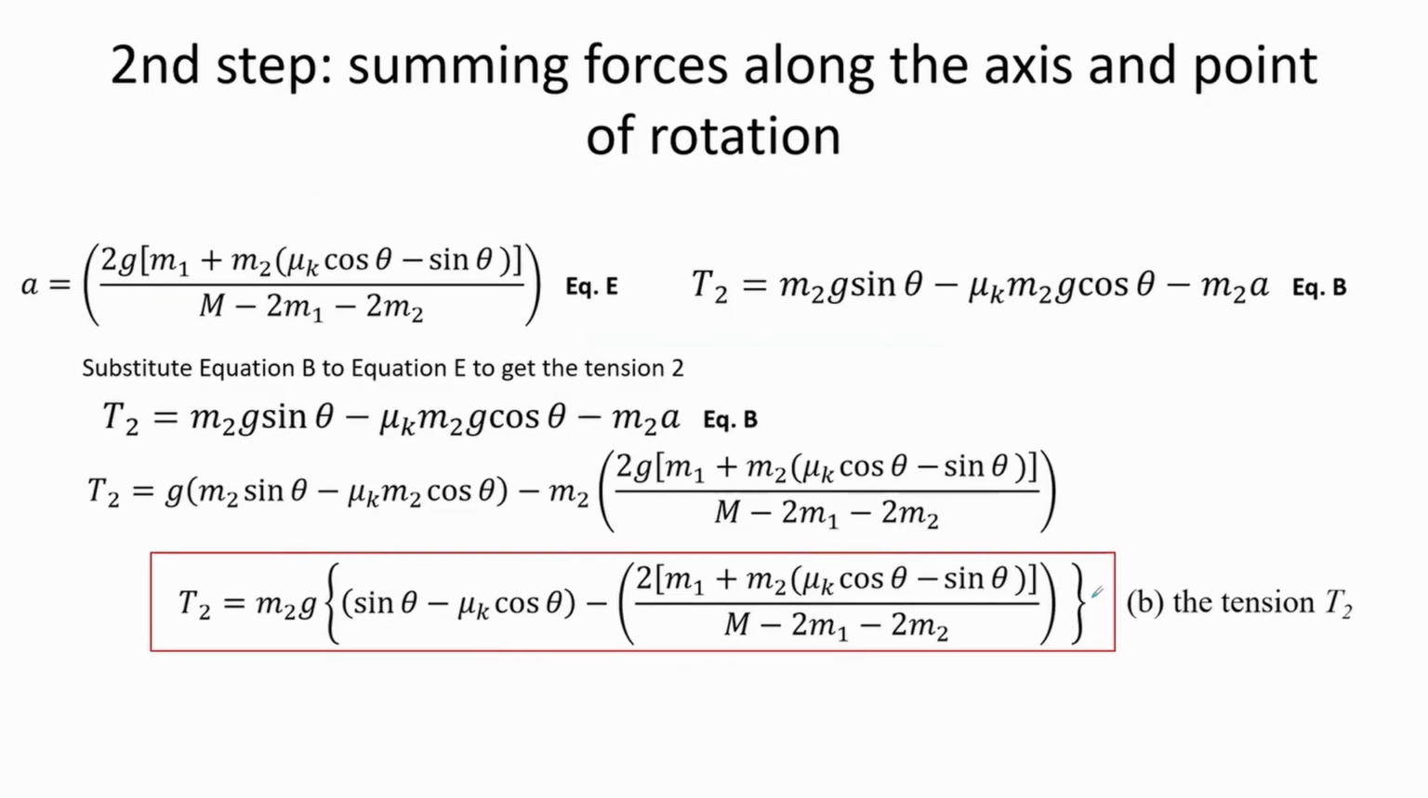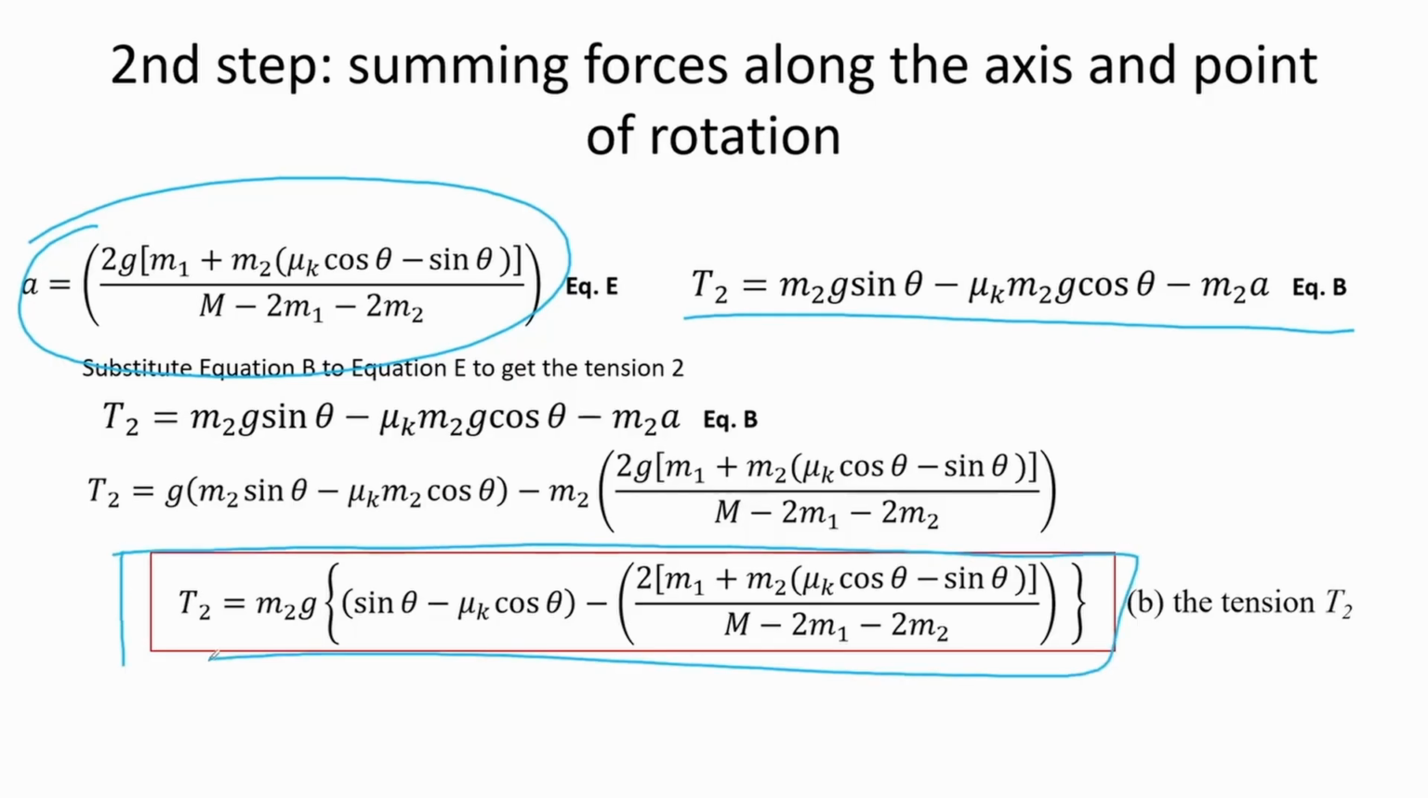Similarly, to determine tension 2 we also substitute the expression of acceleration obtained in the previous slides, or equation E, into equation B. So we simplify this expression of tension 2 as shown here. Both equations for the tensions are quite long, so it is important to double check your expressions and make sure that the terms contain all that is given in the problem.